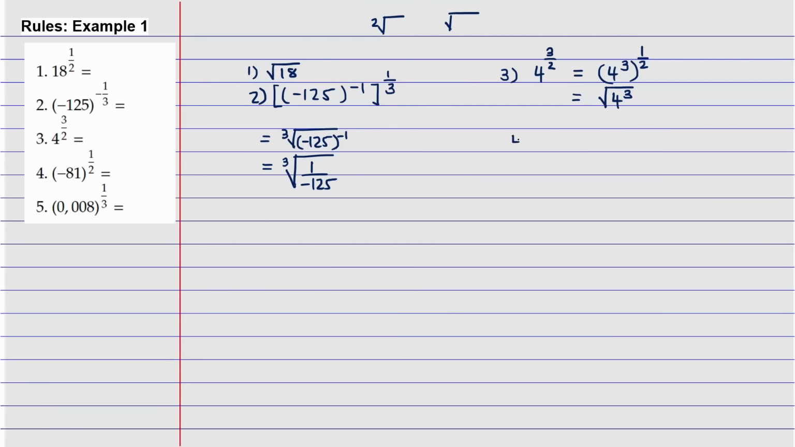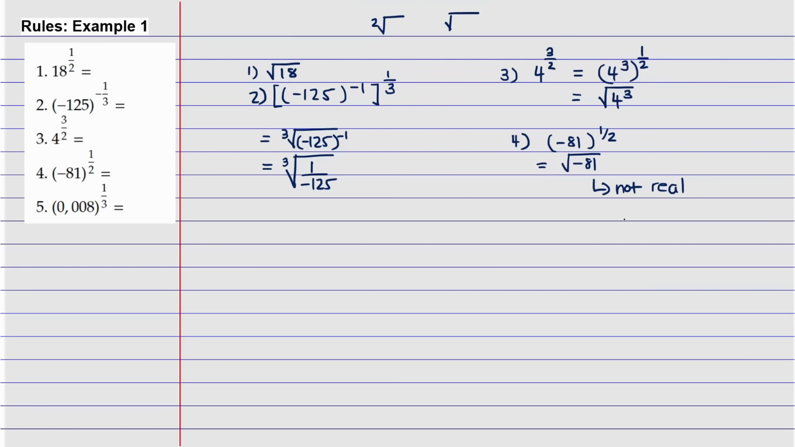Number 3 done. So now let's do number 4. Number 4, you have the following. You're going to have negative 81 to the power 1 over 2. Since this is a half, this is going to be the same as the root of negative 81. Remember, if you have a root of a negative number, negative 81, this is going to be not real. If you punch this in the calculator, you're going to find a math error. So this is not real.